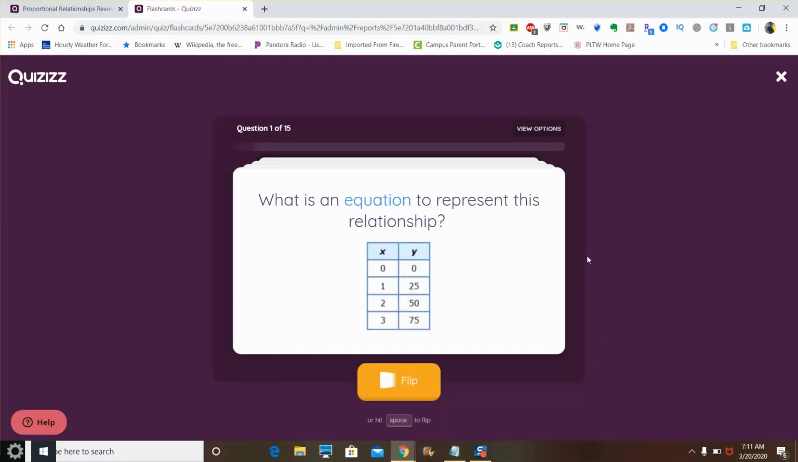I'm not sure if you have the option that I have to be able to do flashcards of this, but this is kind of a cool feature on quizzes, which allows you, assuming you're logged in, to go back and look at quiz results and do them as flashcards like this.